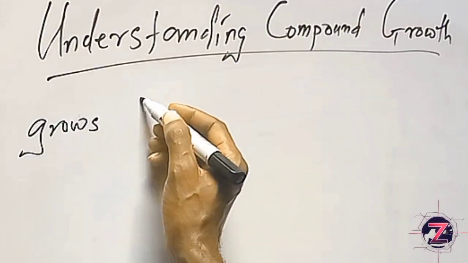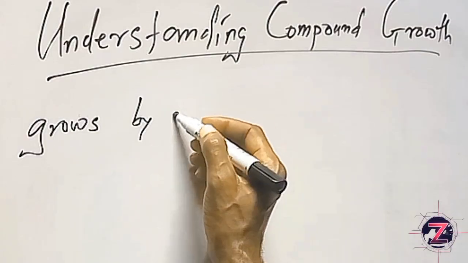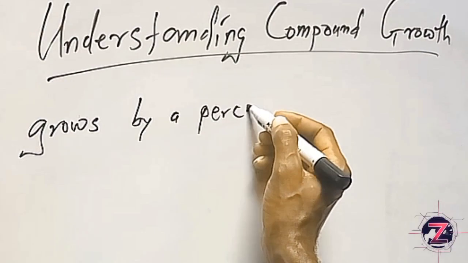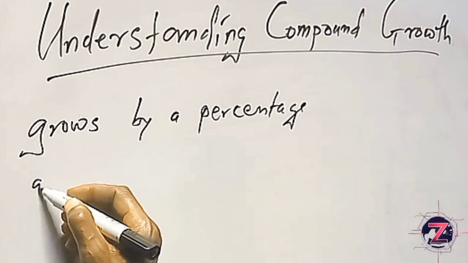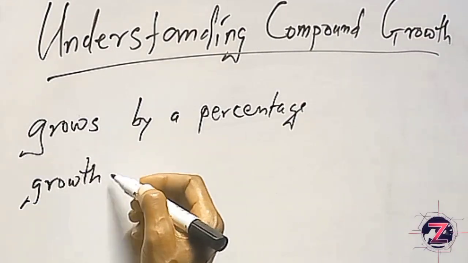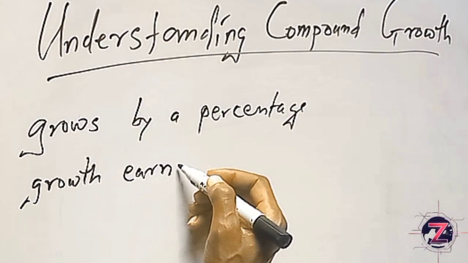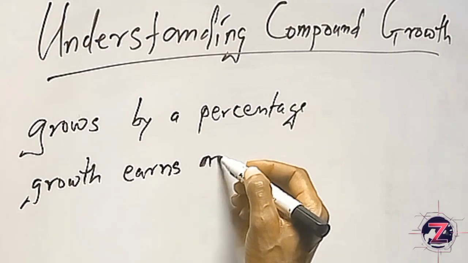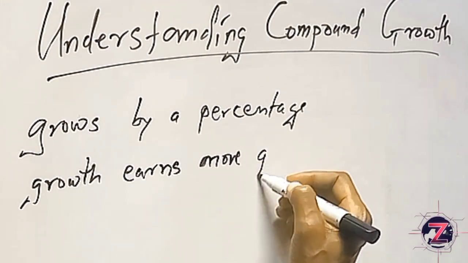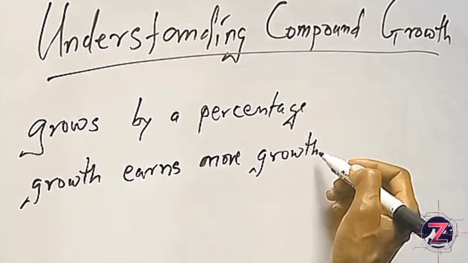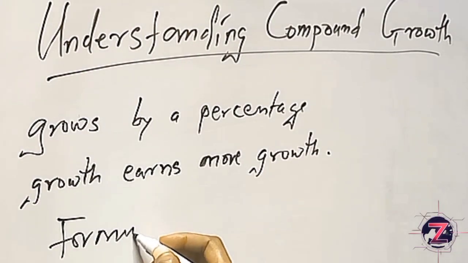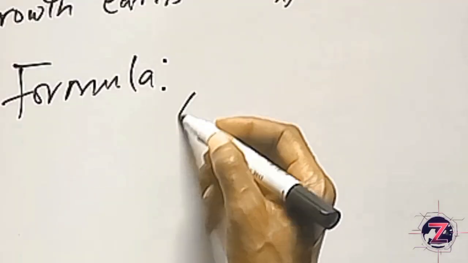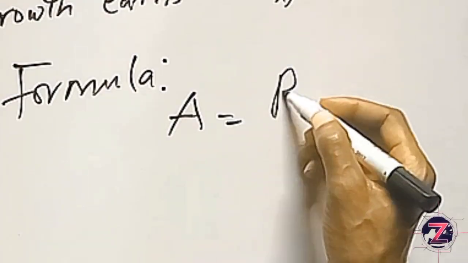Hence, understanding compound growth becomes our next step of focus, guys. Compound growth grows by a percentage, unlike the linear growth. Growth earns more growth in compound growth. Here is the formula for compound growth.